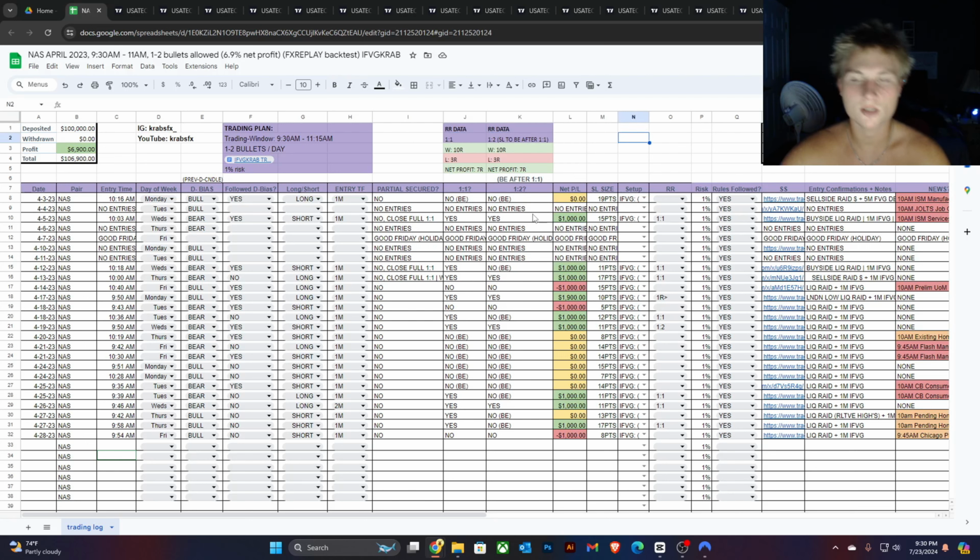So I was just noting down if holding till 1 to 2 RR would make sense, but as you can see right here, it's actually identically equal to 1-to-1, which I notice is very similar in other months of backtesting too. But yeah, let me just go through the trading plan here.